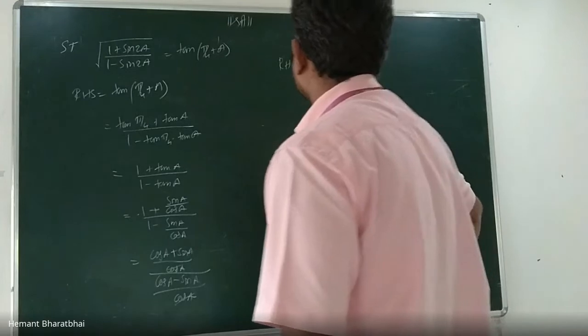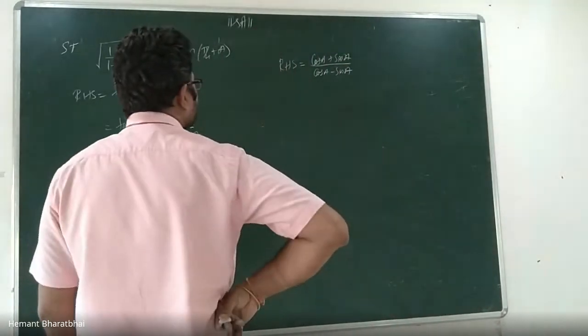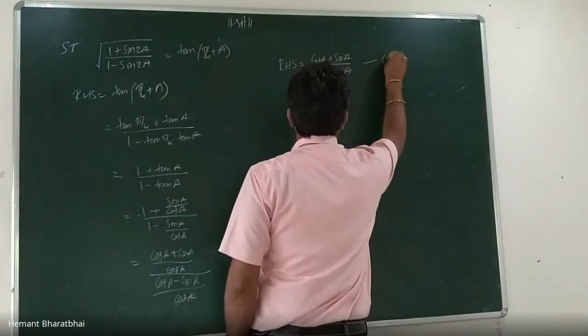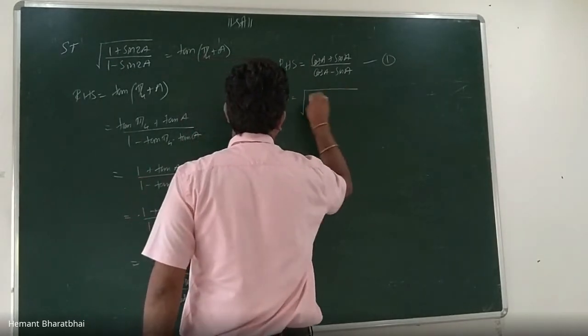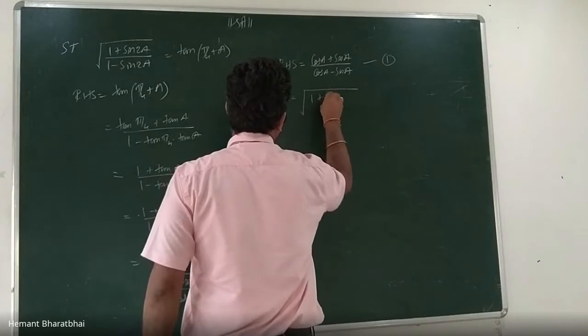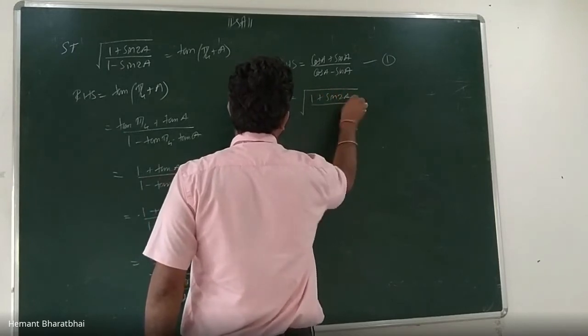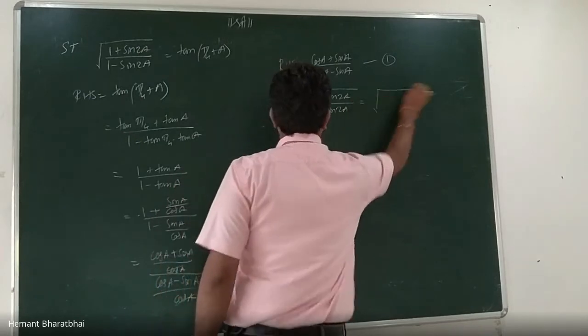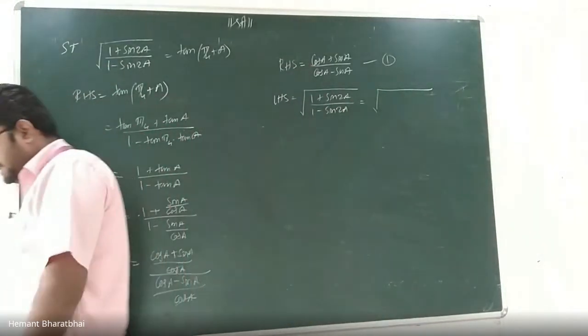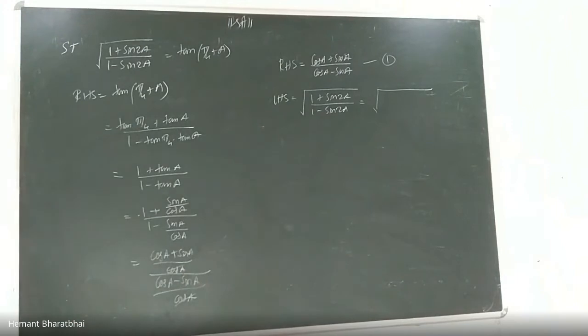1 plus sine 2a. Let me leave the RHS over here. Let me take the LHS now: under root of (1 plus sine 2a) upon (1 minus sine 2a). So the first thing, if I see in the RHS of the solving, there is no square root.